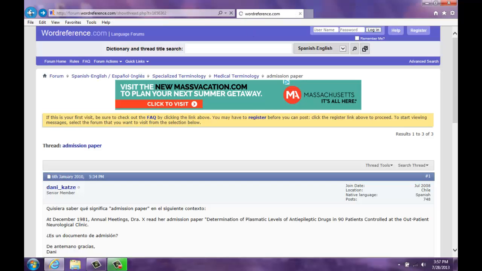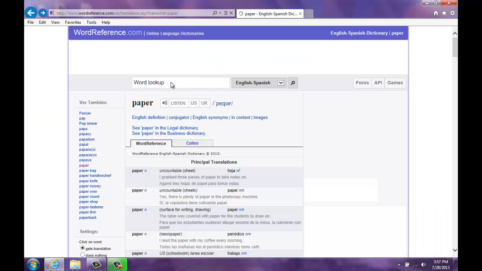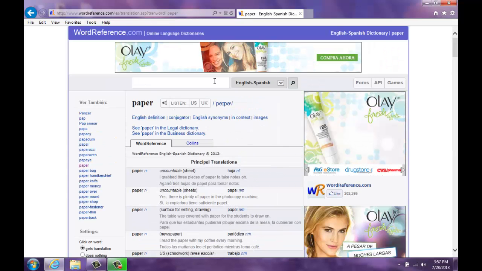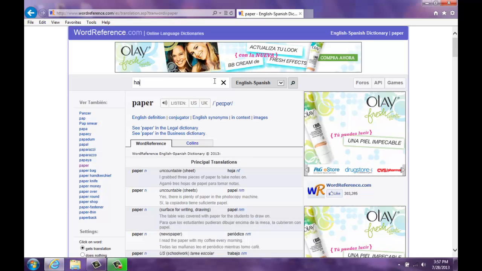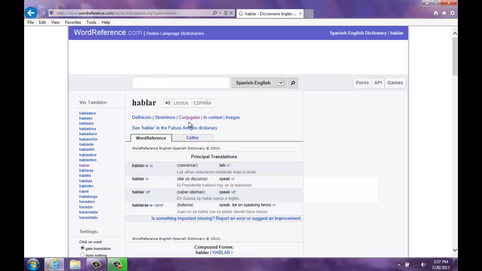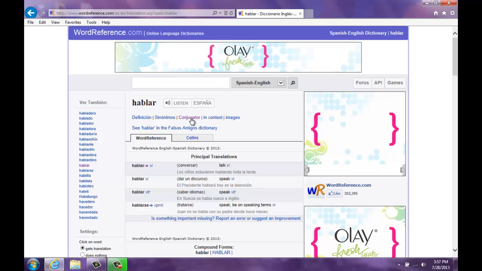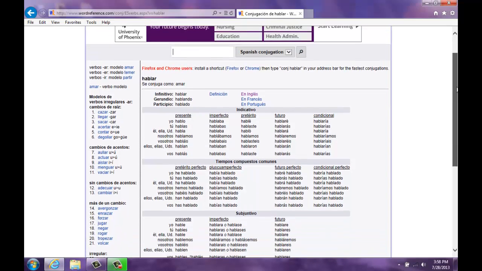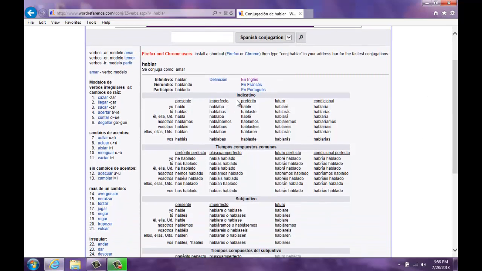Now let's go back to the actual dictionary page, and let's go back to the top. There is another great tool from this website called the Conjugator, which will help you conjugate a verb if you for some reason can't remember how to use it. So let's look up the verb hablar. Once you see that it means to talk, you can click on the word conjugator right here once the page loads, and it will bring you to the actual conjugation part of the website, where you can see it gives you all the indicative forms, such as the present tense, the imperfect, preterite, future, conditional.